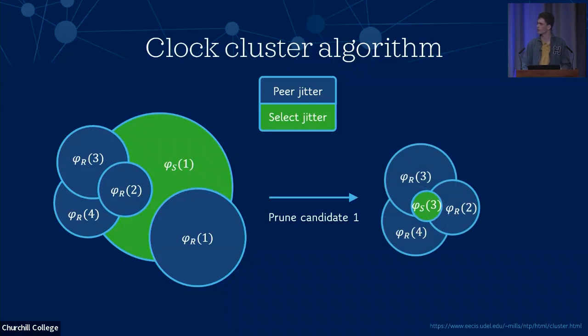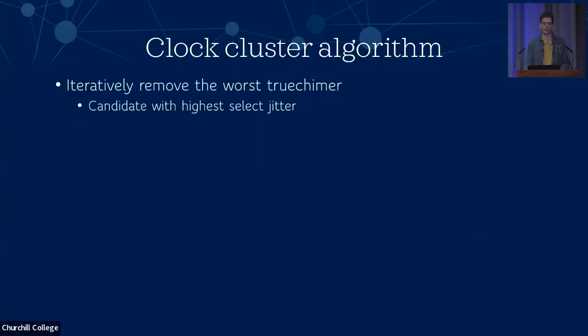And so what we do is we again do this iteratively, and we prune that candidate that has the biggest select jitter. So we're going to discard candidate 1 here, and then we recalculate the select jitters of the remaining ones, and that leaves us with the diagram on the right, where we have the same 3 sources left minus sample 1, and the green circle here is the one for sample 3, and that's pretty small because it's quite close to all the other samples. And so we do this iteratively, and we iteratively remove the worst truechimer from the group, the one with the highest select jitter.